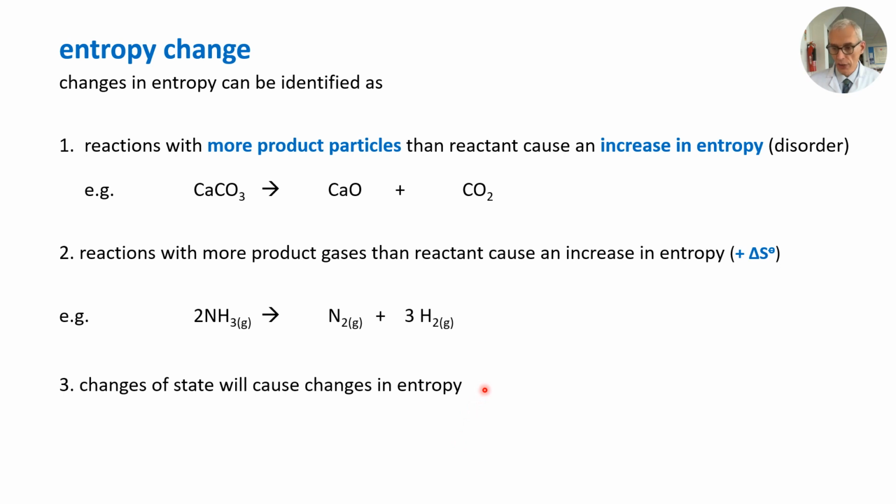We can also look at systems where a change in state occurs. For instance, freezing of water, liquid turning into solid. Well, we know from earlier in the lesson that liquids have a higher entropy than solids, so here we would say that we've got a negative delta S value.